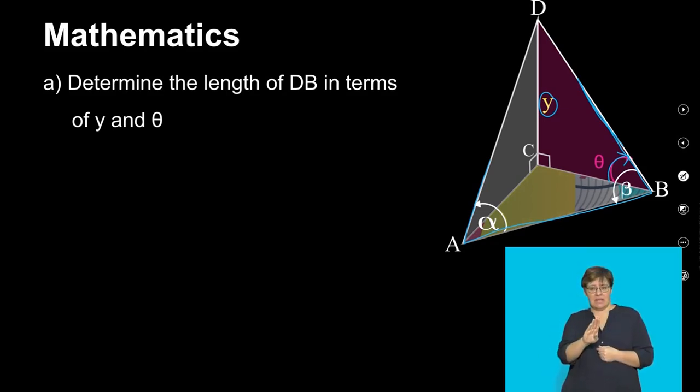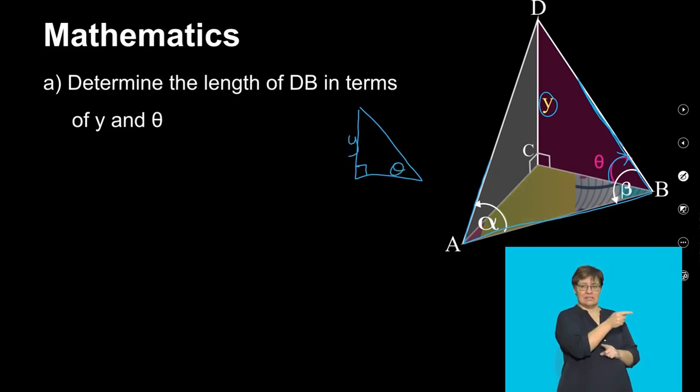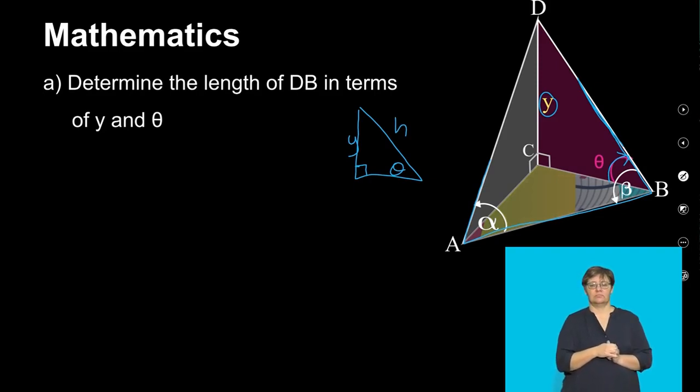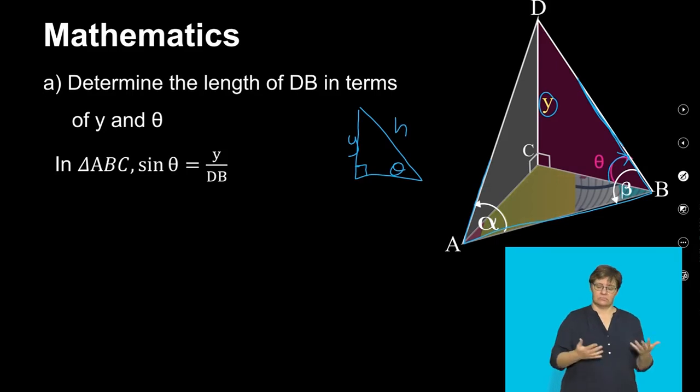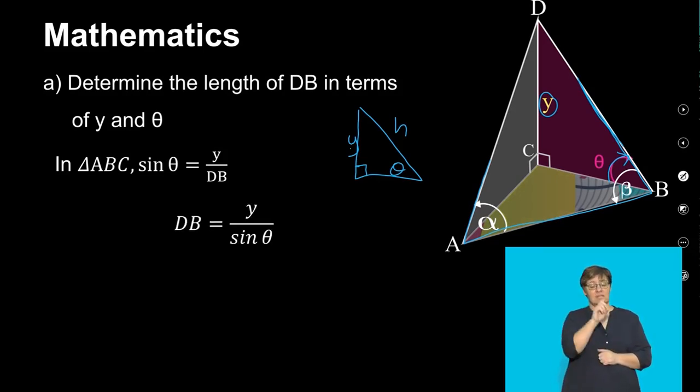So we're going to be using the right angle triangle, the pink one. We've got the right angle triangle like this, and we've got theta, and we need to find DB in terms of that. DB is the hypotenuse, so it should be easy enough to find. Okay, so let's begin. Sine of theta is equal to opposite over hypotenuse, so it's y over DB, okay? And so DB is just y over sine of theta. So we've answered that question.